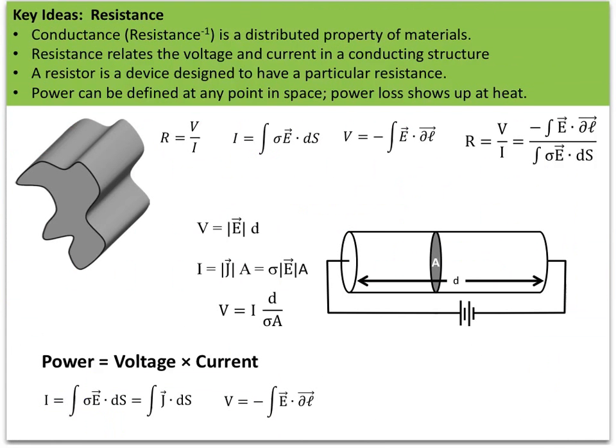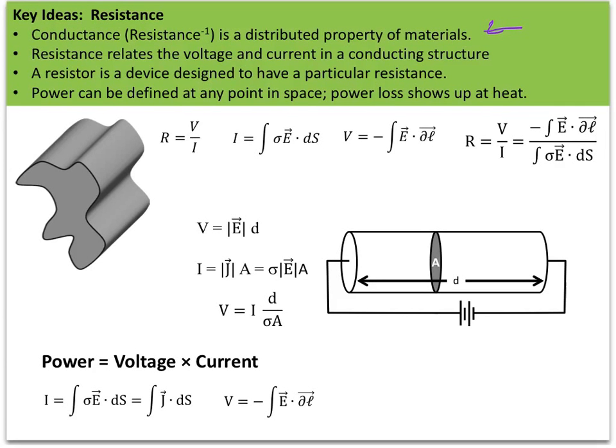This led us to define another fundamental electrical property of materials that is dependent on the geometry and how a device is structured, but is independent of the current and the voltage, which is the conductance or the resistance. And conductance and resistance are just inverses of each other. And they're distributed properties of materials. The idea of resistance relates the voltage difference at any point to the current in a conducting structure. A resistor, in particular, is a device that's designed to have a particular resistance.